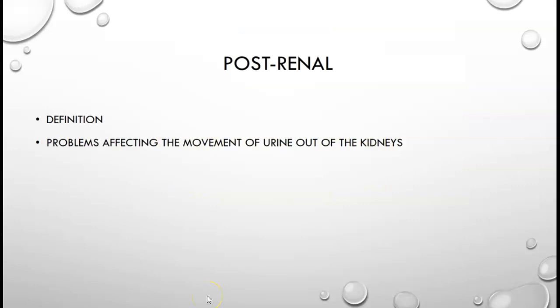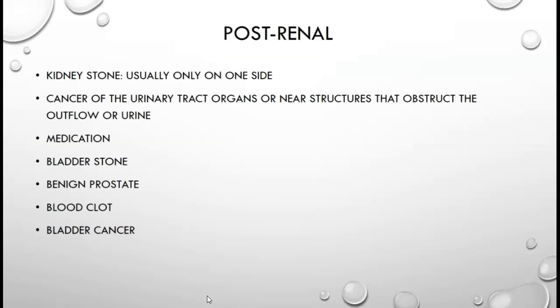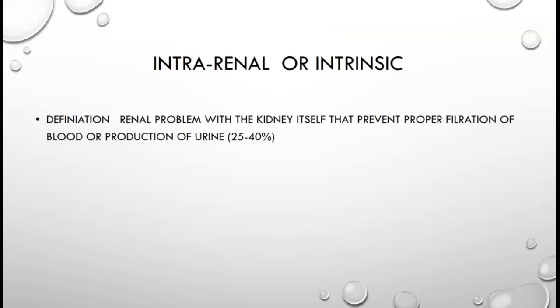I just talked about the definition: this is movement of the urine out of the kidneys and out of the body, basically. And we talked about blood clots, cancer, anything that causes a disturbance in flow. Then you have intrarenal or intrinsic renal failure. I think this is what most people think about when they talk about renal failure, but we do have to look at those other causes. In the ICU, we're probably going to see more pre-renal failure because of shock and trauma than anything else. This is a problem with the kidney itself.